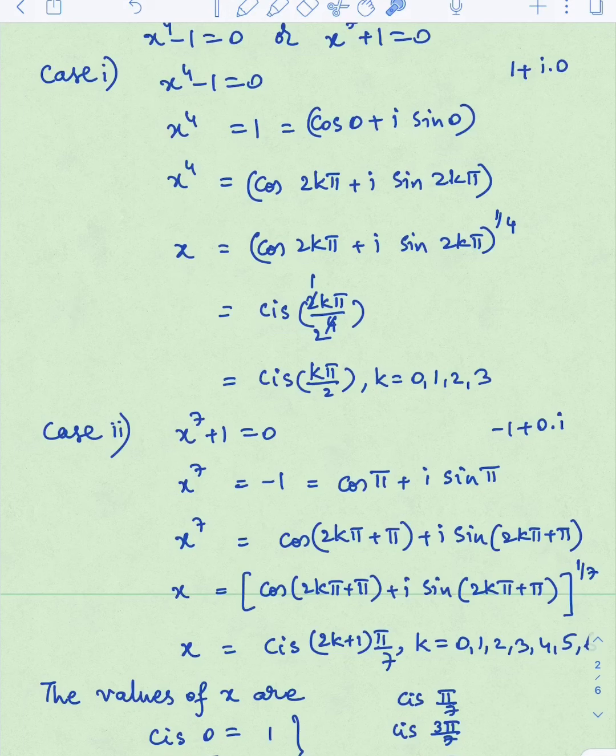Again, when you write it in this form, it will become 2k pi plus pi. 2k pi plus pi here also. Power 7 taken to the other side will become 1 by 7. Next step, this 1 by 7 comes forward. It will become (2k plus 1) into pi by 7 because pi is common.